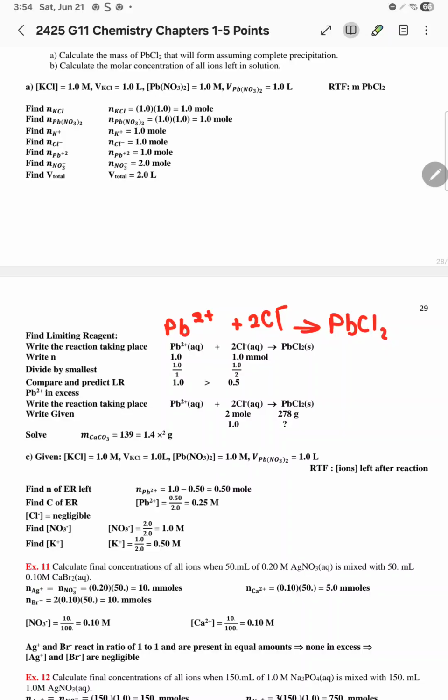So you write down your reaction, then you write down your moles. Here you have 1 mole and here you have 1 mole. You divide by the coefficient and then you get the smallest. This one's bigger, so this one's in excess, and this one's smaller, so this one is limiting. Now you write a reaction with the limiting reactant. Since Cl is limiting, you cross multiply with the molar mass of PbCl2, or sorry, the mass. Was it given in the question?